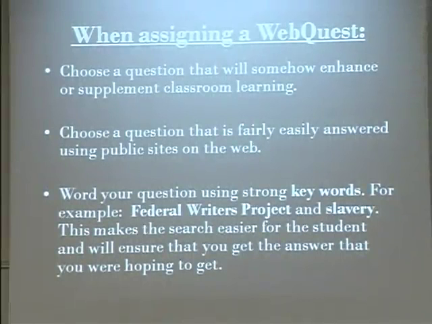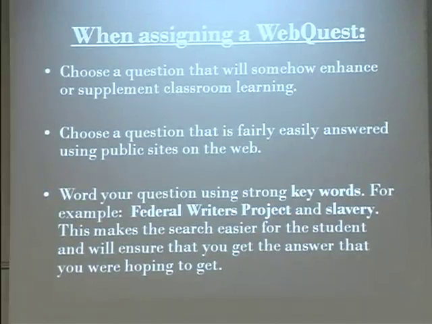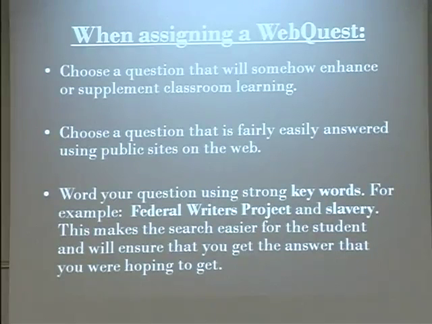Choose a question that is fairly easily answered using public sites on the web. Okay, you want to make sure that you don't choose a question that would require them to look into databases and all of that kind of stuff, because that's an extra step. And the whole notion of this is that it's fun, quick, and easy. And hopefully they'll get trapped up in the process and kind of play around with the very credible website.